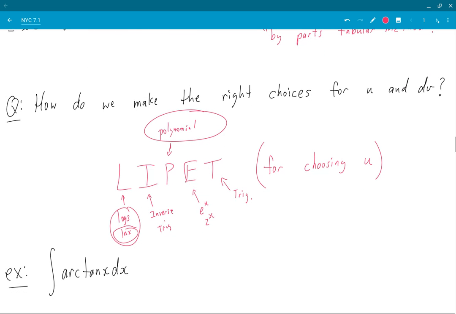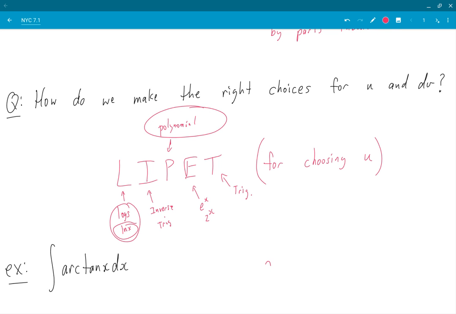Okay, let's do an example. So arctan. You could use your LIPET rule, but really you don't have a choice here. You have to choose a u and you have to choose dv.